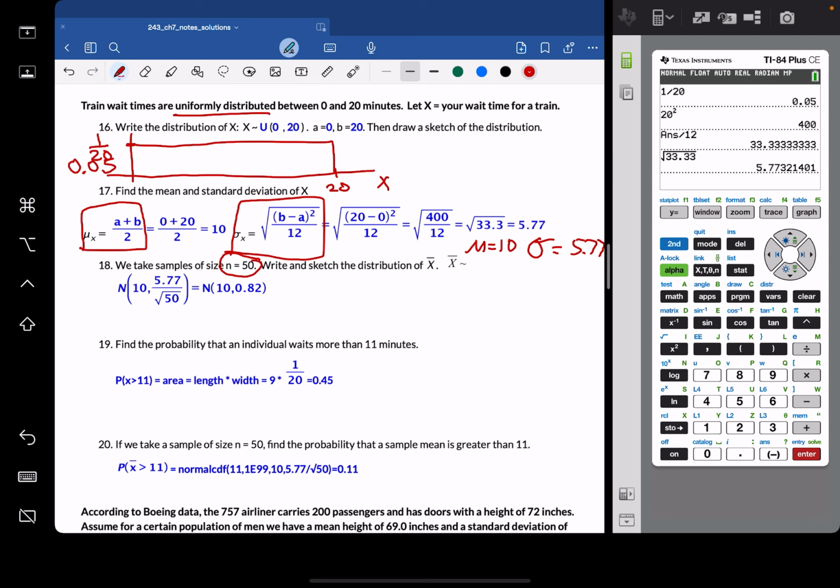And I worked out, what is that? 5.77 divided by the square root of 50, and that's 0.8164, so 0.82.